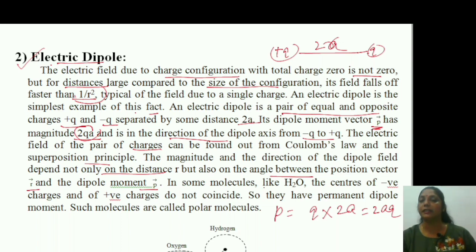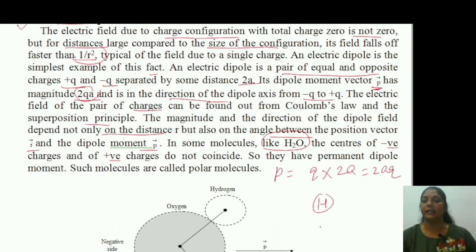In some molecules like H2O, the water molecule, one H is here and another H is here, and oxygen has a negative charge. This is the model of it, given here as the water molecule. So oxygen has a negative charge, and the center of the two hydrogens has a positive charge. So there is one negative charge and one central positive charge, and the distance between them is given. So it must have some dipole moment.